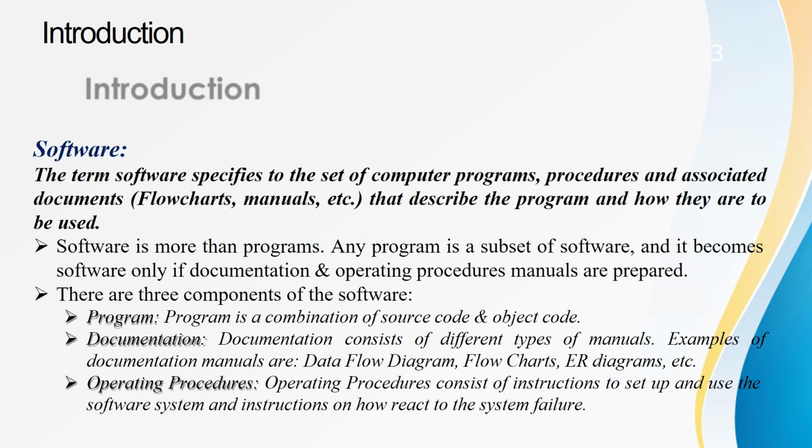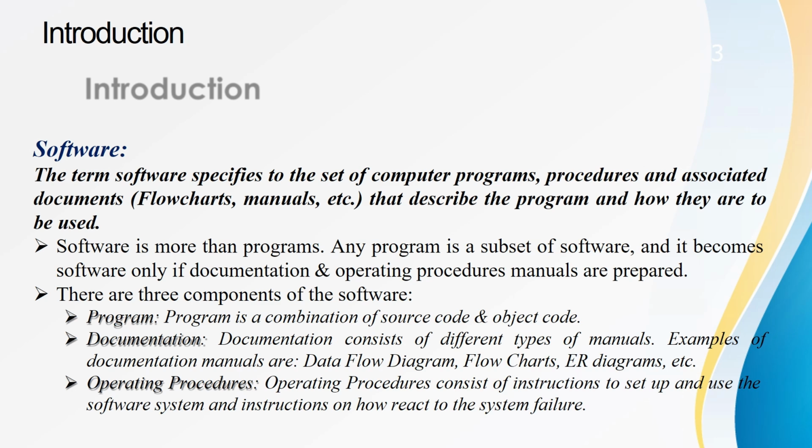In this software, we have components. What are the components? Program, documentation, and operating procedures. Generally, a program is a set of instructions. A set of instructions means the combination of source code and object code. Source code means program coding, and object code means machine code.